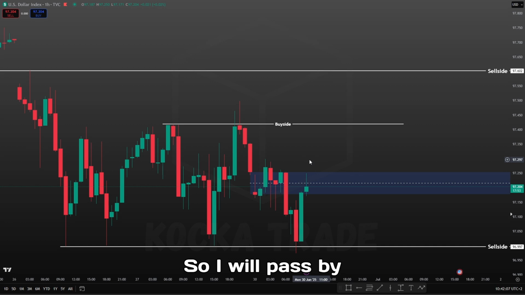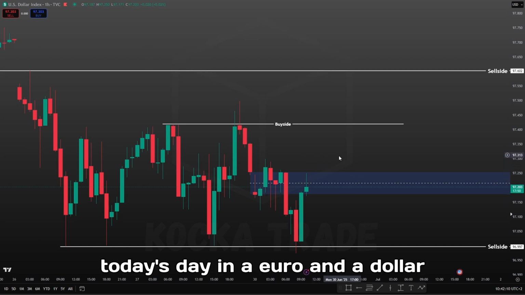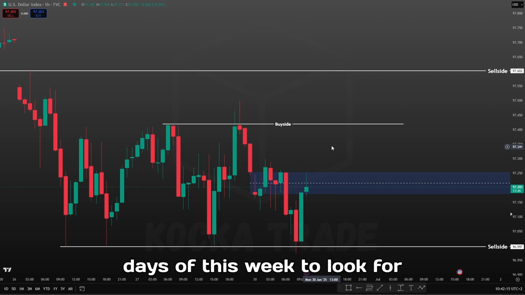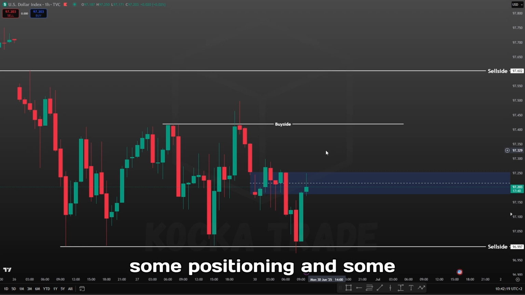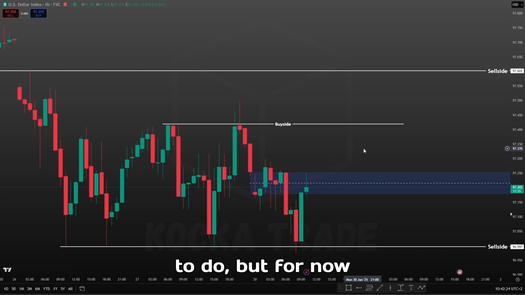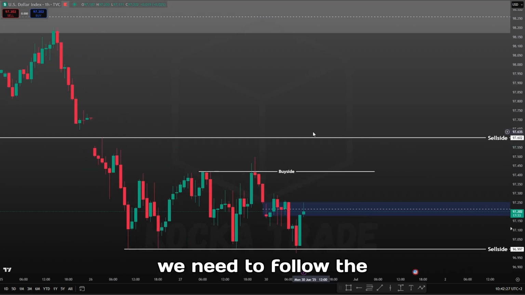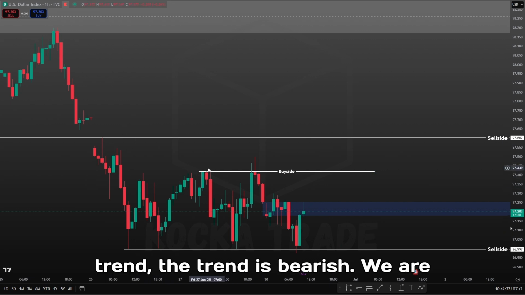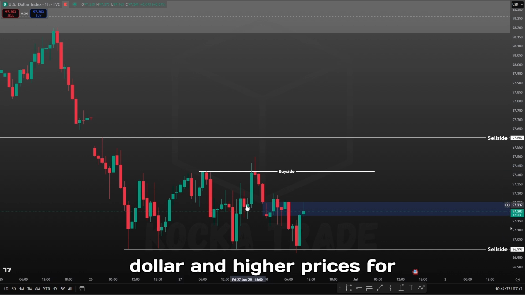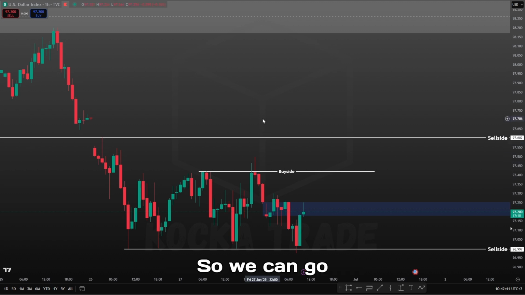So I will pass by today's day in the euro and the dollar and wait for tomorrow and other days of this week to look for some positioning and some more information on what the price wants to do. But for now we need to follow the trend. The trend is bearish. We are expecting lower prices in the dollar and, for that reason, higher prices in the euro.